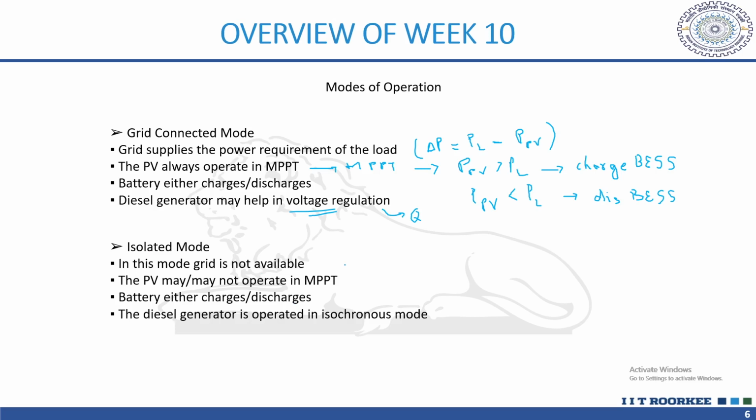Then in the islanded mode, the PV may or may not operate at MPPT always. It will depend upon the SOC of the battery that we have. Depending upon this SOC, we'll see it further. The PV may or may not operate in MPPT mode. And here the diesel generator will be in isochronous mode, and it will provide the V and F reference to the inverter connected resources in the isolated microgrid.